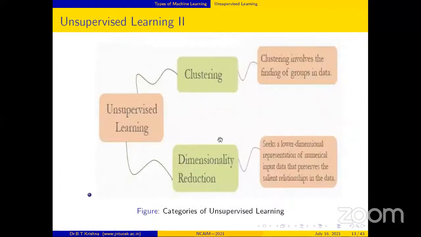Unsupervised learning can also be classified in two ways: one is clustering and the other one is dimensionality reduction. In dimensionality reduction you will have several algorithms, and in clustering also you will have several algorithms. Clustering is nothing but finding groups in the data. You will have data of different colors, and separating the color data into one group is nothing but clustering. Whereas in dimensionality reduction, the dimension is going to be reduced.